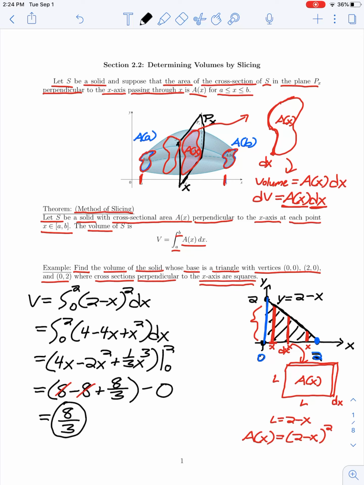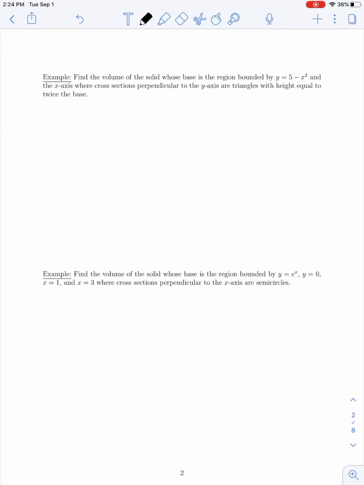All right, so let's look at another one. In this next example, we're asked for the volume of the solid whose base is the region bounded by y equals 5 minus x squared and the x-axis, where cross-sections perpendicular to the y-axis are triangles with height equal to twice the base.